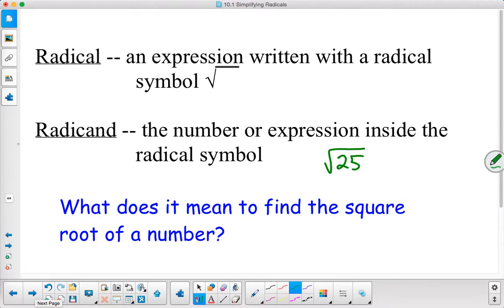So what does it mean to find the square root of a number? Square root of 25 is 5 because 5 times 5 gives you the radicand number 25. We're looking for 2 identical factors that multiply to be the radicand.